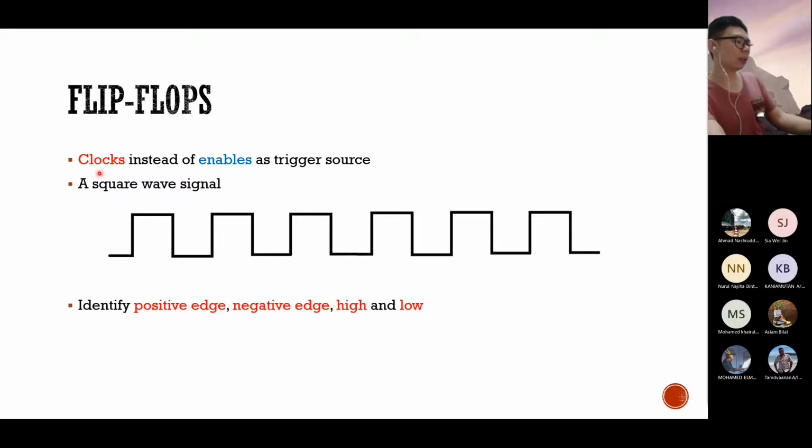Okay, so flip-flops function on clocks instead of enables. A clock is a square wave signal. In a clock, you have several components: positive edge, negative edge, high and low. The positive edge is the vertical line going up, the negative edge is the vertical line coming down over here, and you also have low, which is a horizontal low level, and high over here, which is a horizontal high.